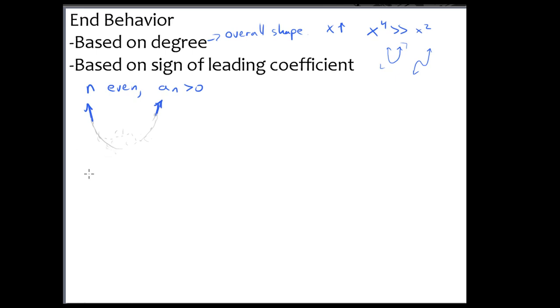Whereas if n is odd, and a sub n is greater than 0, they'll point opposite directions. So a sub n is greater than 0, so that means as x goes up, a sub n x to the n is going to increase too. So this end is going to go way, way up. And then the opposite end is going to go way, way down. And in the middle, it's going to do all sorts of weirdness, like it might loop around a couple times. But the ends are going to be pointed oppositely like that.